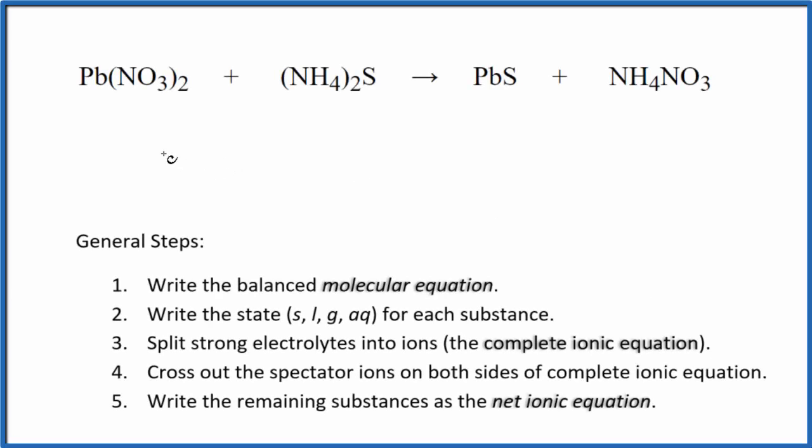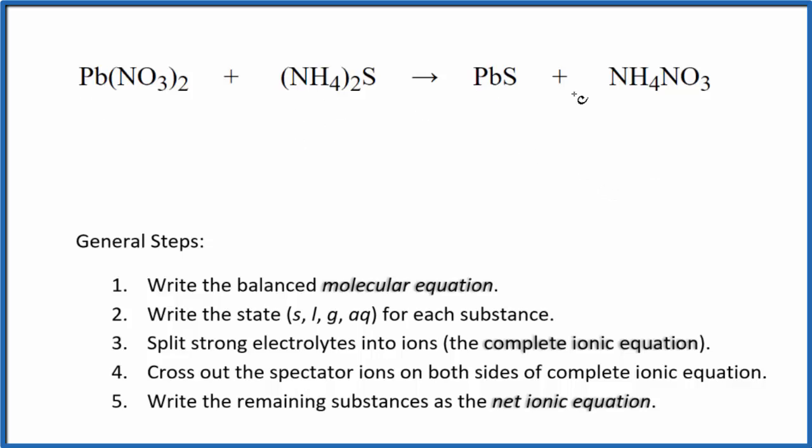In this video, we'll write the balanced net ionic equation for Pb(NO3)2 plus (NH4)2S. This is lead(II) nitrate plus ammonium sulfide. The first thing we need to do with net ionic equations is balance the molecular equation. This is our molecular equation.